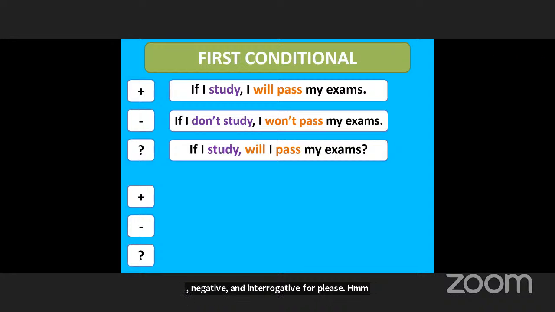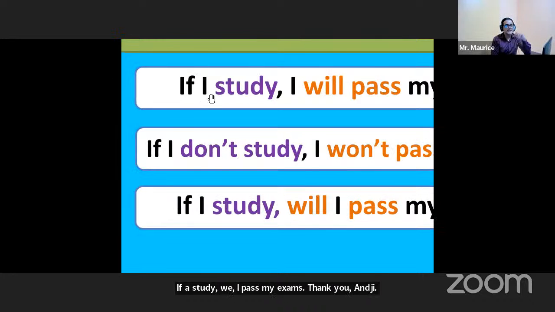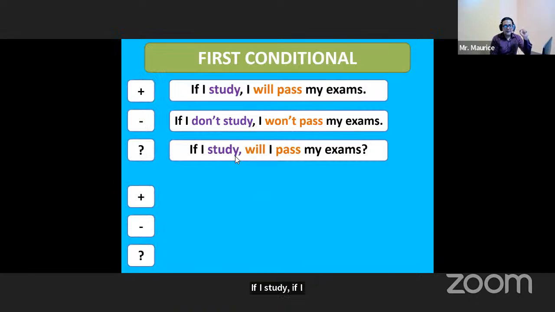If I study, I will pass my exam. Negative. If I don't study, I won't pass my exams. Question. If I study, will I pass my exams? Thank you, Angie. But remember, la palabra aquí es yo, es I. If I study. If I don't study. Thank you. Entonces, al ser la cláusula condicional present simple, vamos a encontrarnos con las terceras personas.